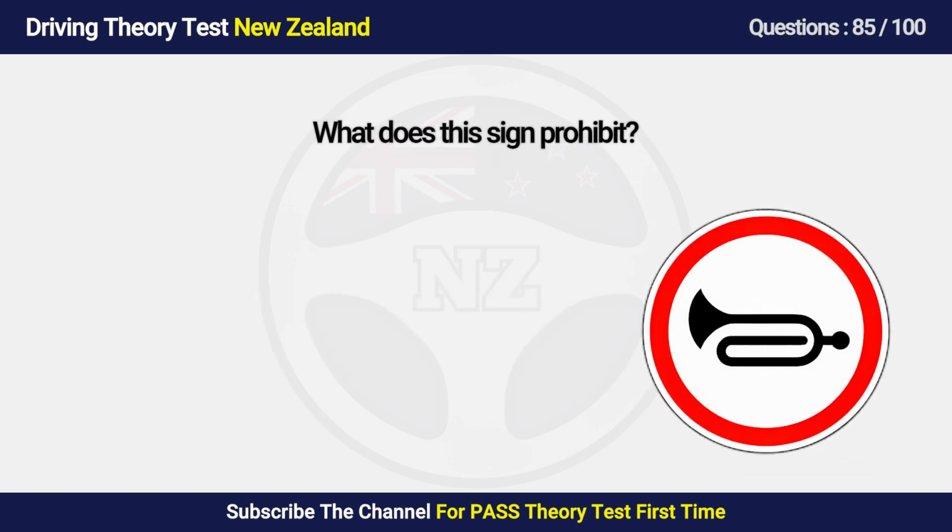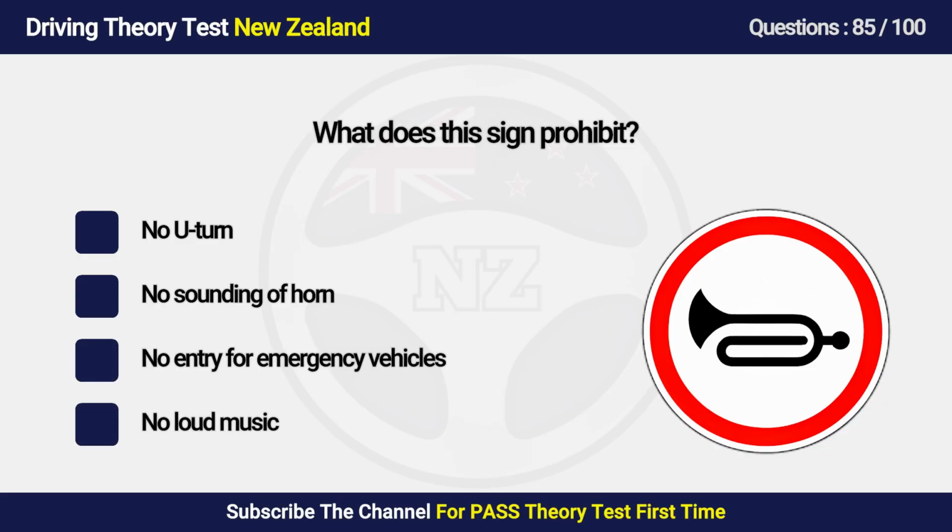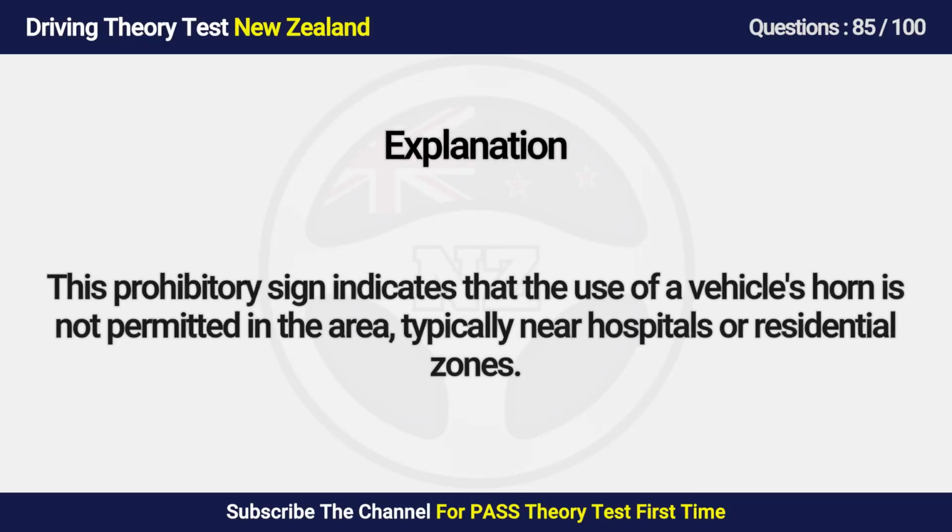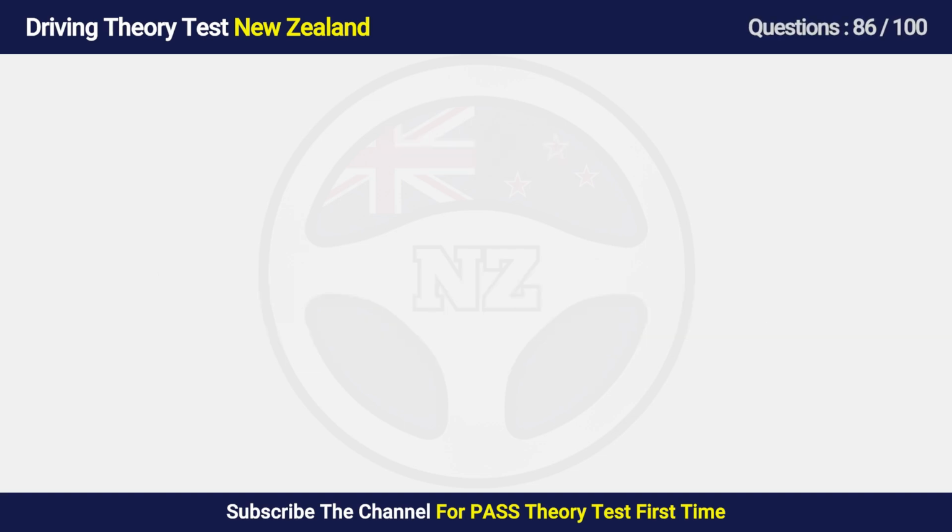Question 85. What does this sign prohibit? A. No U-turn. B. No sounding of horn. C. No entry for emergency vehicles. D. No loud music. Answer is B. No sounding of horn. This prohibitory sign indicates that the use of a vehicle's horn is not permitted in the area, typically near hospitals or residential zones.